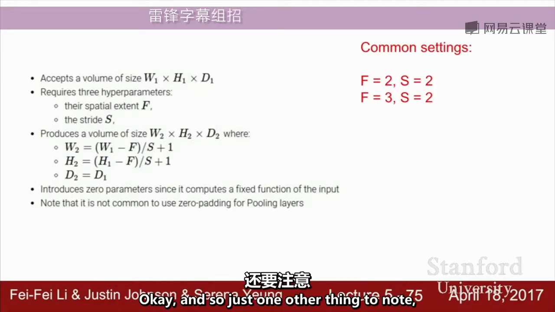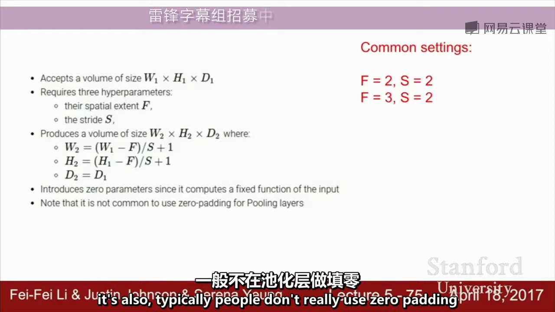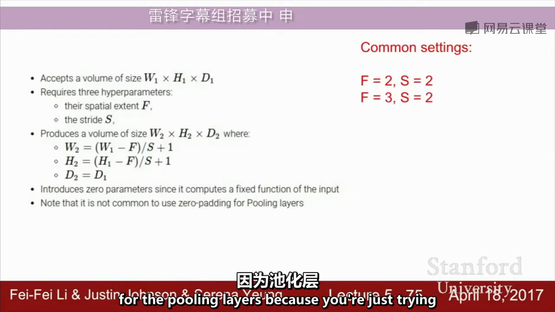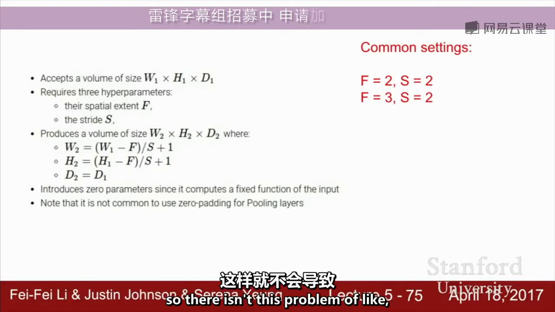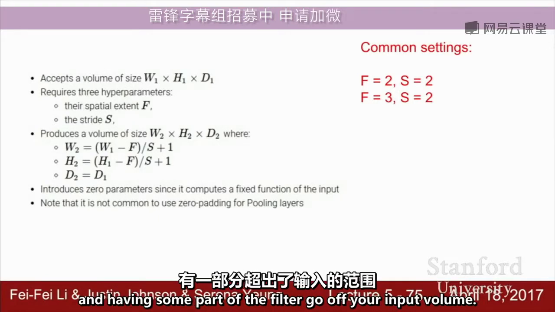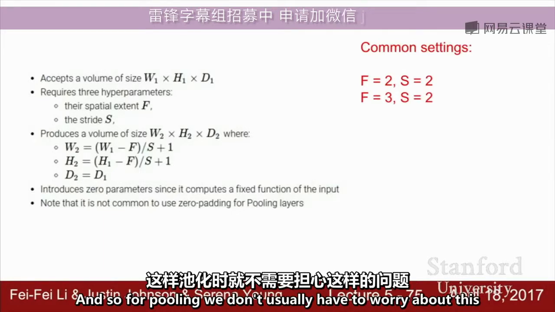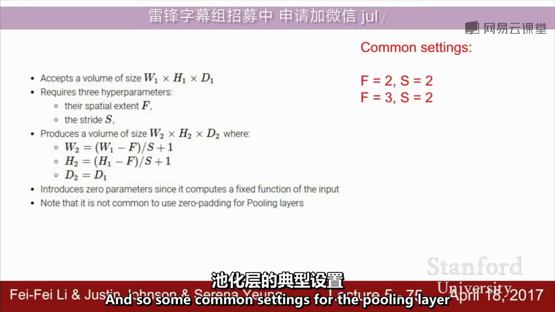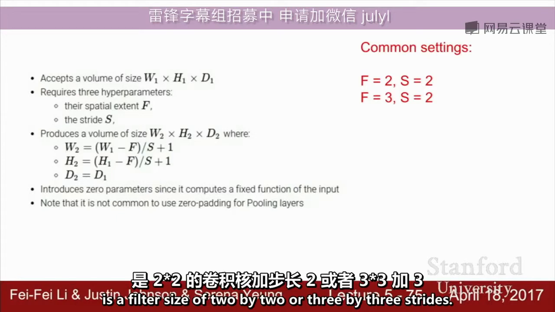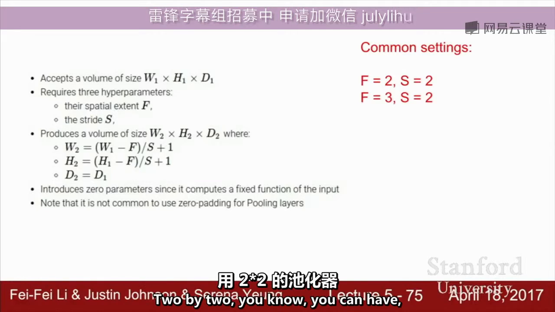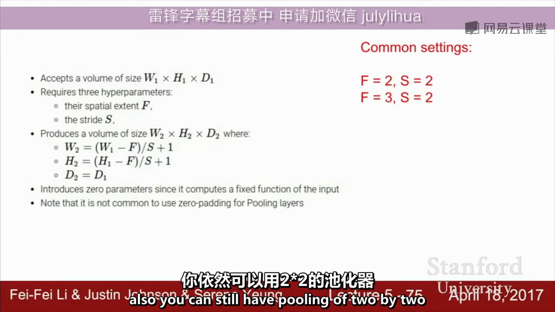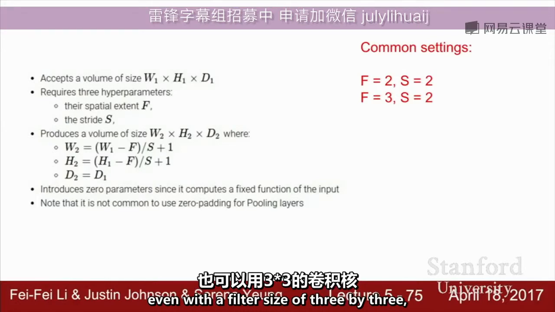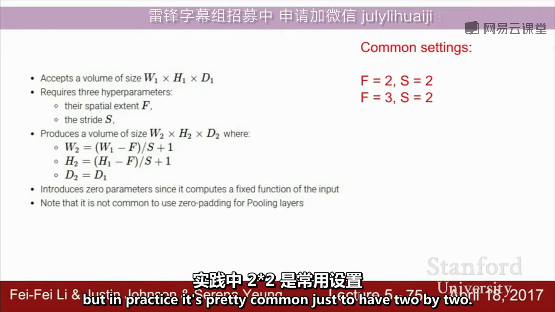Okay, and one other thing to note is that typically people don't use zero padding for the pooling layers because you're just trying to do a direct downsampling, right? So there isn't this problem of applying a filter at the corner and having some part of the filter go off your input volume. For pooling, we don't usually have to worry about this, and we just directly downsample. Some common settings for the pooling layer are a filter size of 2x2 or 3x3, with strides of 2x2. You can still have a stride of 2 even with a filter size of 3 by 3. I think someone asked that earlier, but in practice, it's pretty common to just have 2 by 2.